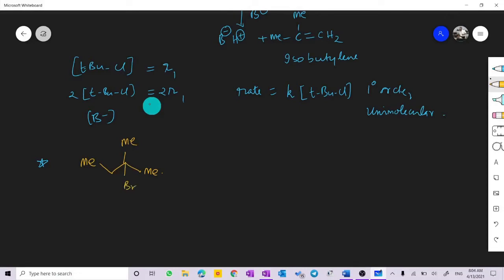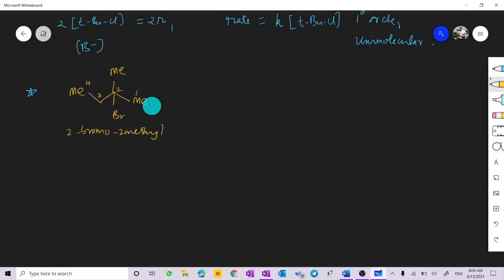Now number this as 1, 2, 3, and 4. So you have 2-bromo-2-methylbutane, a branched carbon that we have taken. Suppose you add a base, OH minus, then the product depends upon the beta carbon.